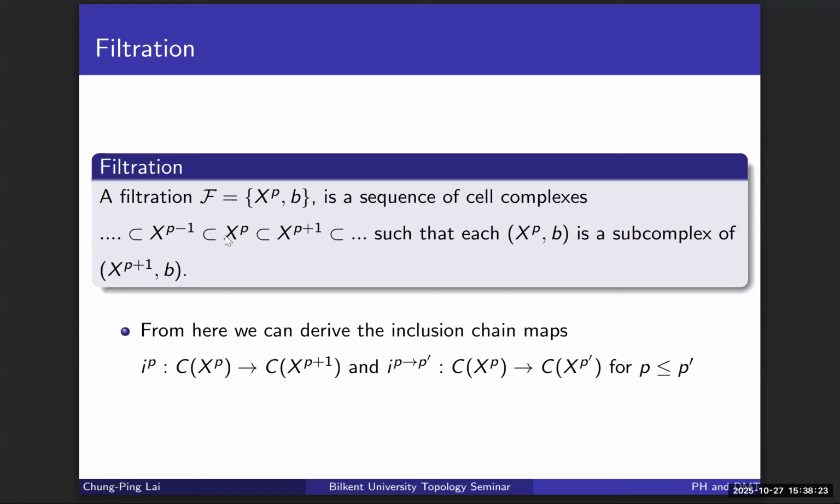So for each cell complex in this sequence, we call it a frame. Like X_p is a frame, X_{p-1} is a frame of the filtration. And the other thing we sometimes do is look at the union of the entire filtration. Then we have a single cell complex, and sometimes we look at things that way as well.